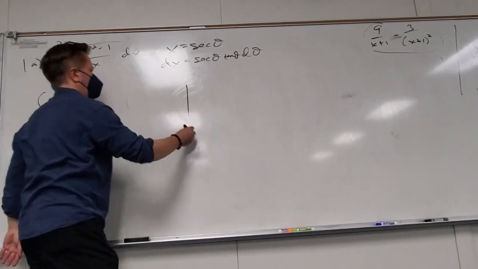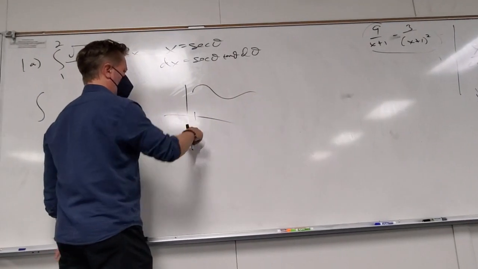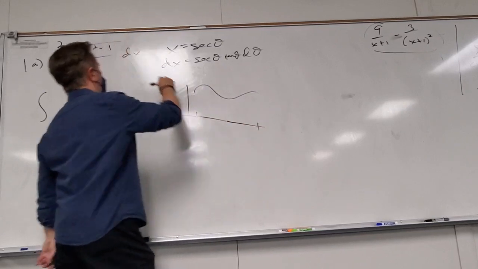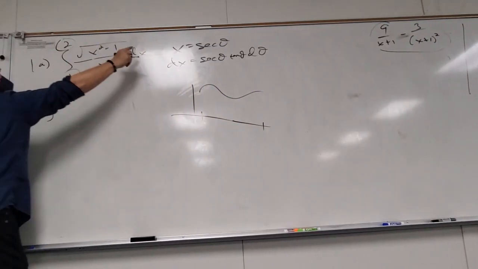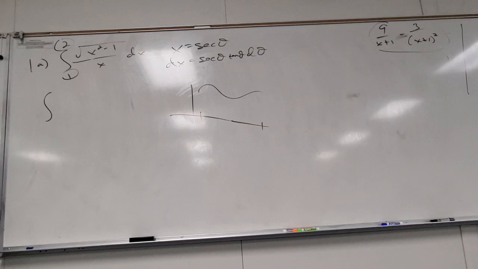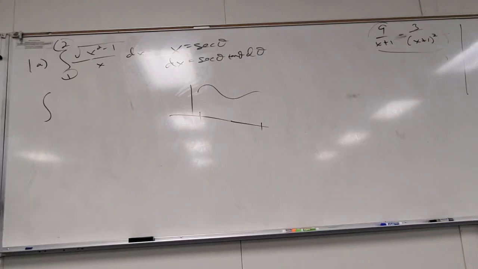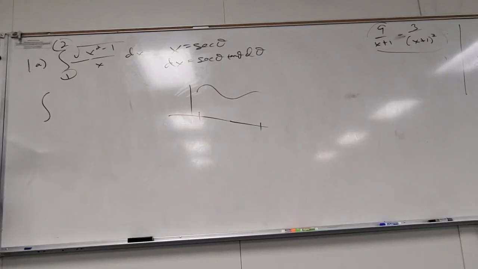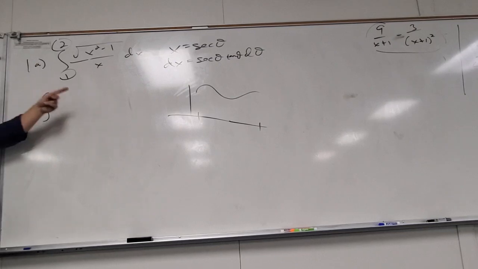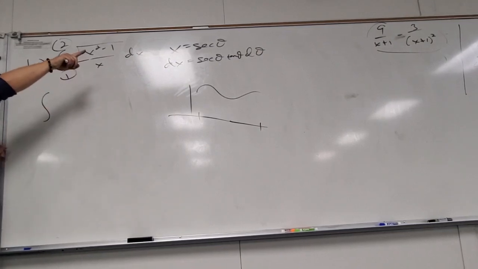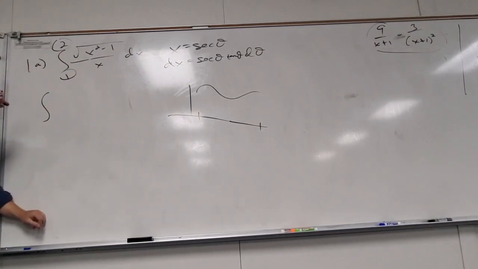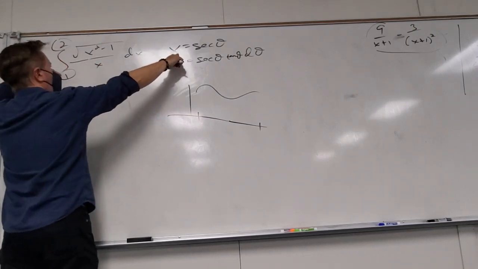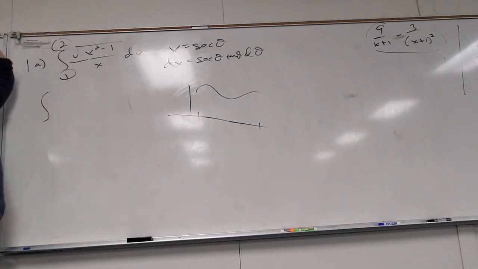If you were to graph this and you were to put the function, what would this number be? Okay, so these are what that variable is doing. That variable is going from 1 to 2. So the minute I make a d theta, I want numbers here that represent what theta is doing instead. So when x is 1, what's theta? Secant of what is 1?